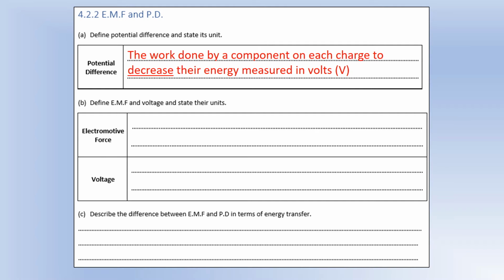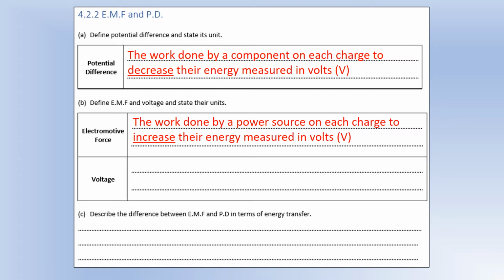So potential difference first. This is the work done by a component, maybe a resistor, maybe a filament bulb, on each charge, and it has to have that in there, that it's on each charge, to decrease their energy, and we measure it in the unit of volts. Electromotive force is the opposite process, so it's still something doing work, but it's done to increase the energy, and it's measured for each coulomb, so it's also measured in volts.